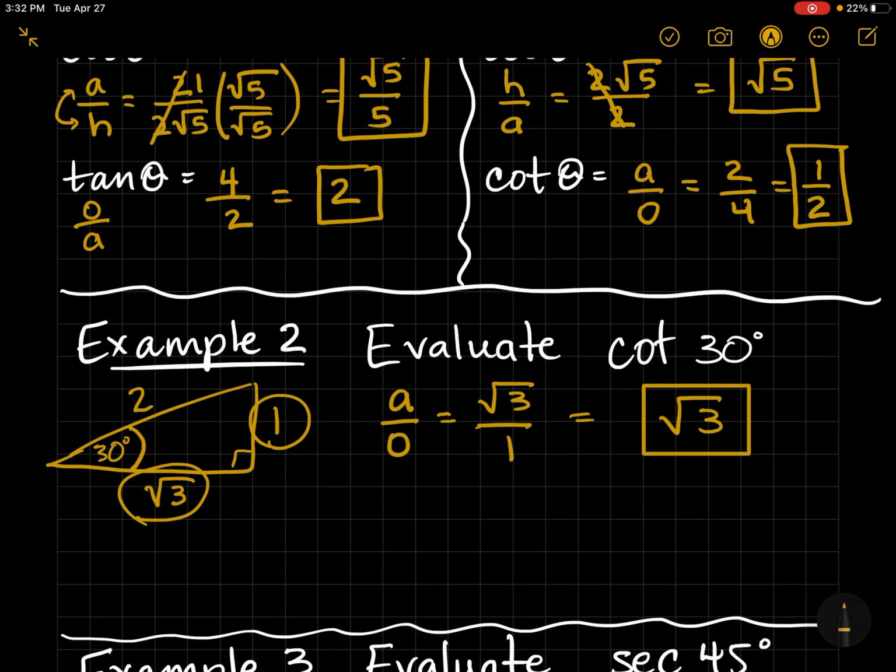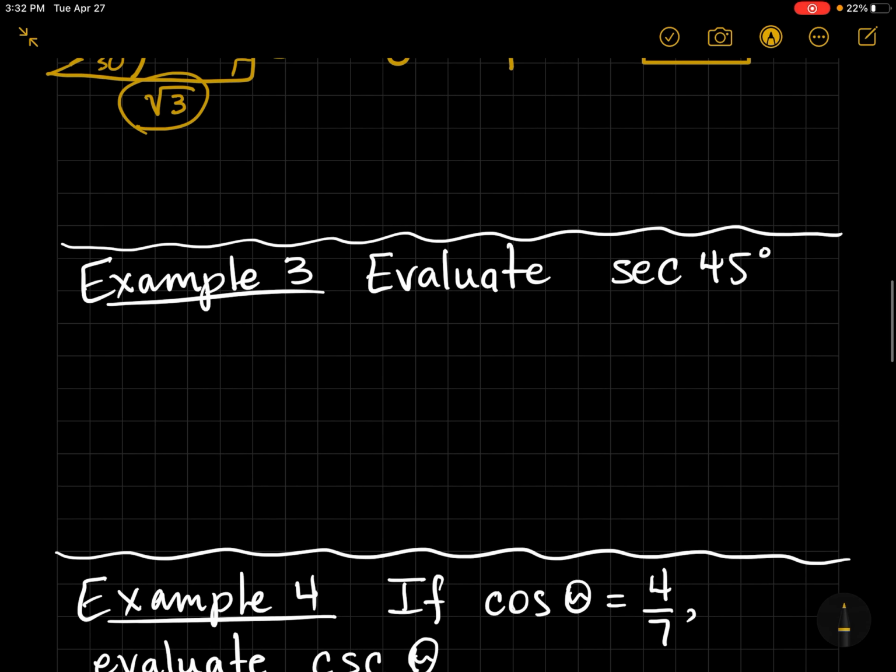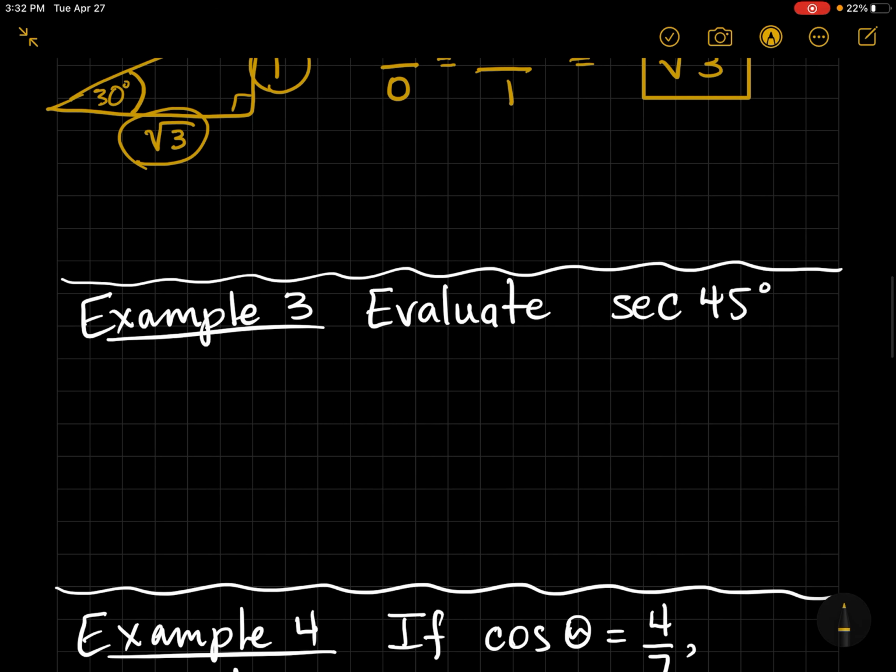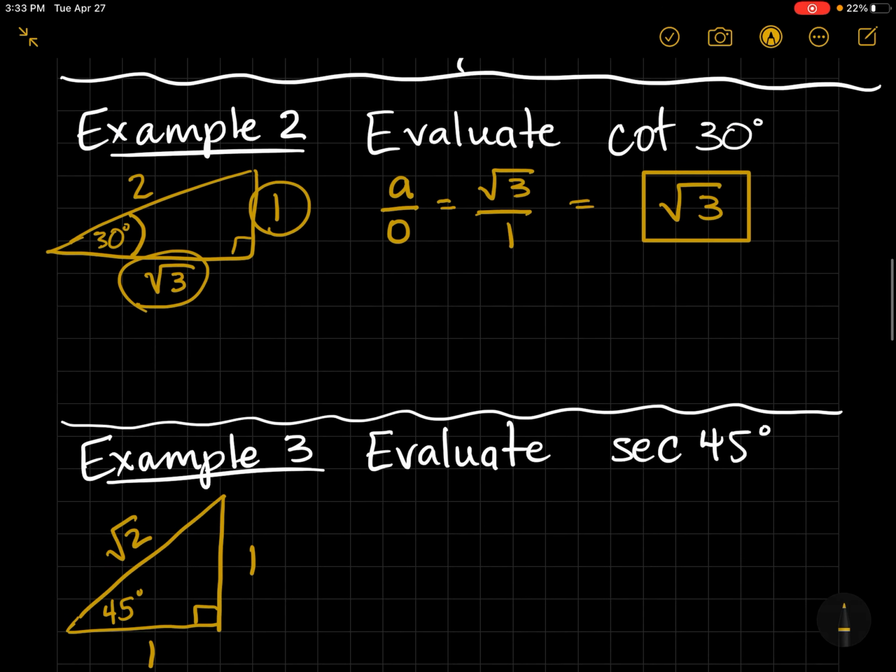Let's try another problem similar to that one. Evaluate the secant of 45 degrees. So we want to draw a 45, 45, 90 triangle. Of course, my favorite is 1 on each leg and radical 2 on the hypotenuse. 1, 1, radical 2. Now, I know that secant is the reciprocal of cosine, okay?